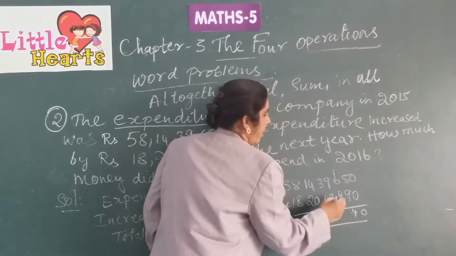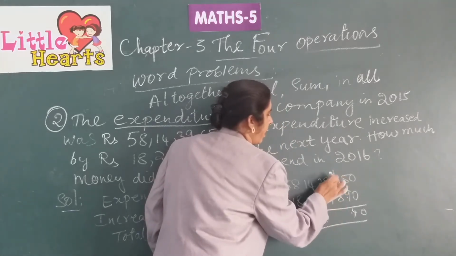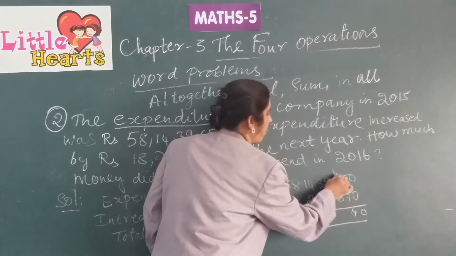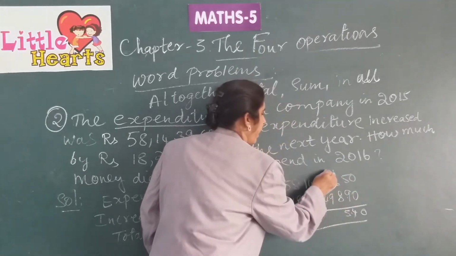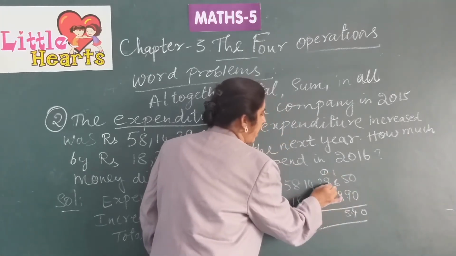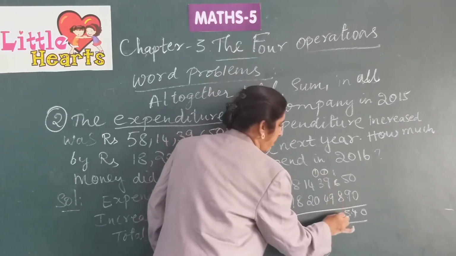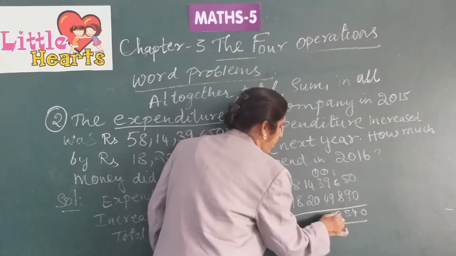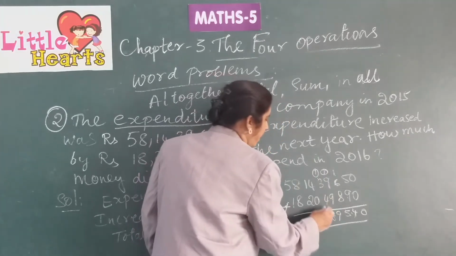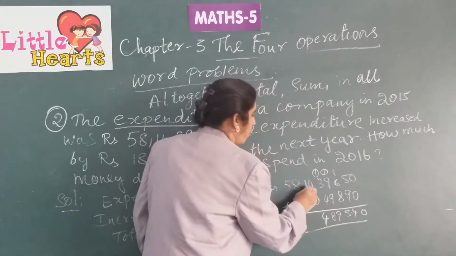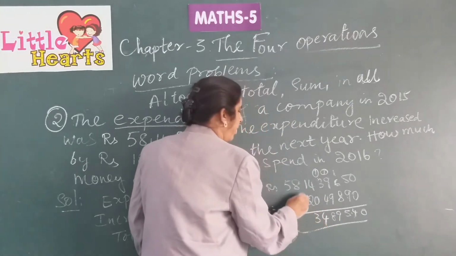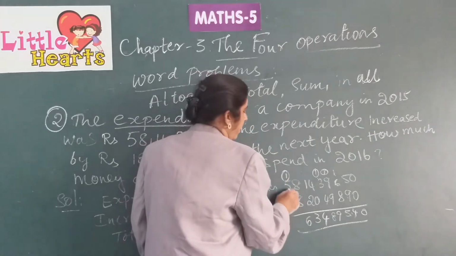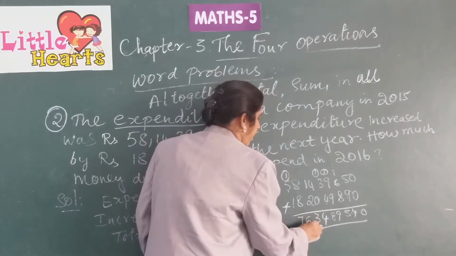Carry 1. 8 plus 1, 9. Or 8 plus 6, 14 plus 1, 15. Carry 1. 9 plus 9, 18 plus 1, 19. Carry 1 here. 4 plus 3, 7 plus 1, 8. And 4 plus 0 is 4. 2 plus 1, 3. 8 plus 8, 16. Carry 1. 5 plus 1, 6 plus 1, 7.